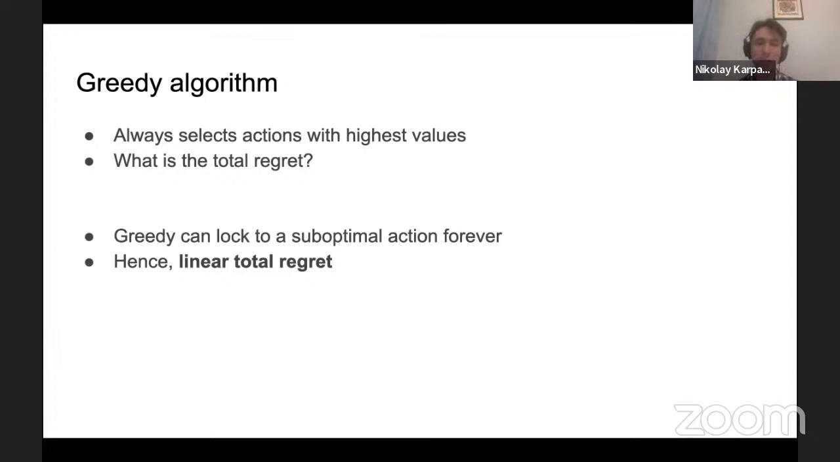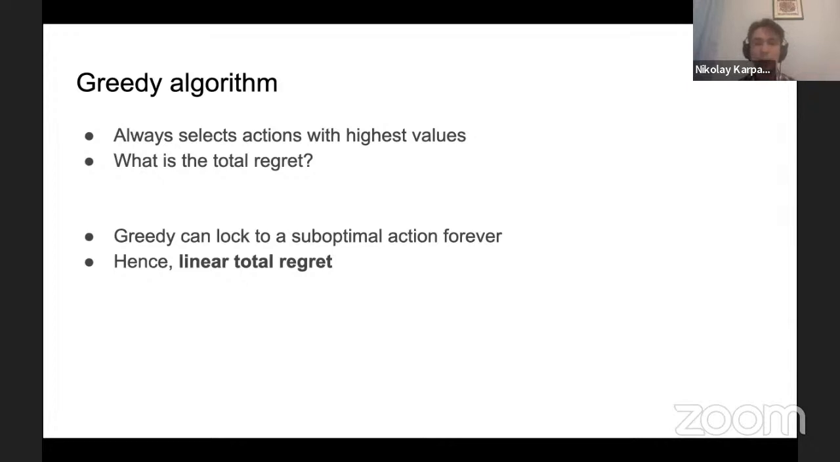But this can be suboptimal. For example, if the second machine is better, but due to bad luck you have not seen any money from it in, for example, your first run. Even if the true probability of success in the second machine is, for example, 80%, you would still have a decent chance that you would lock onto a suboptimal machine, and you would not learn that the second machine is better. And what's the total regret here? The regret would be linear.